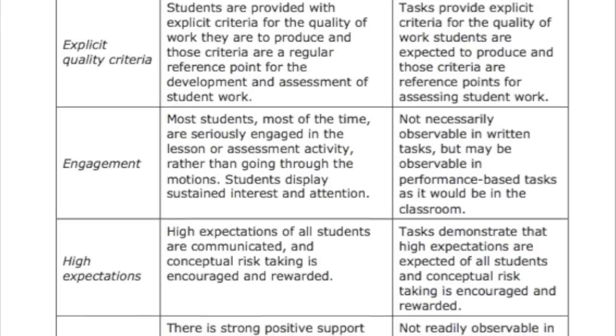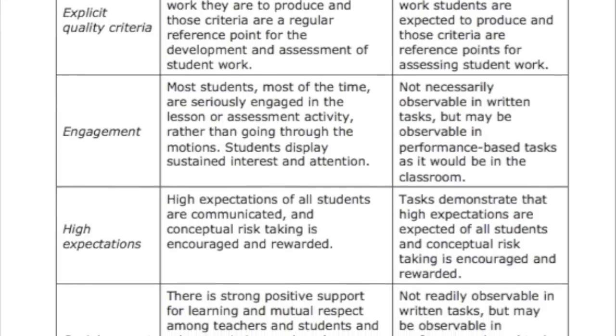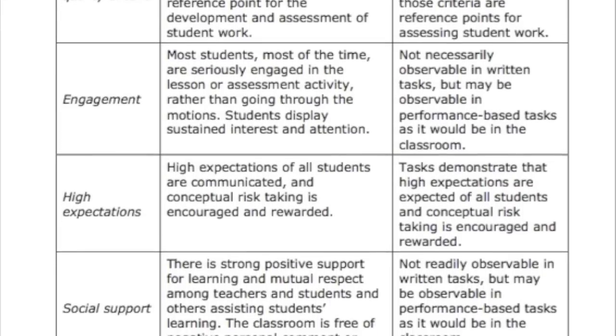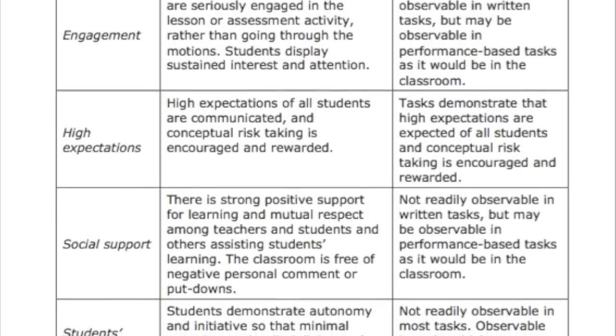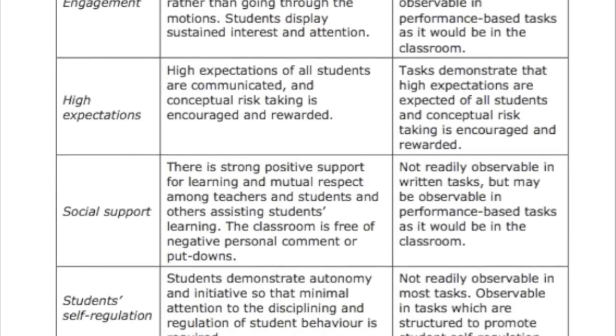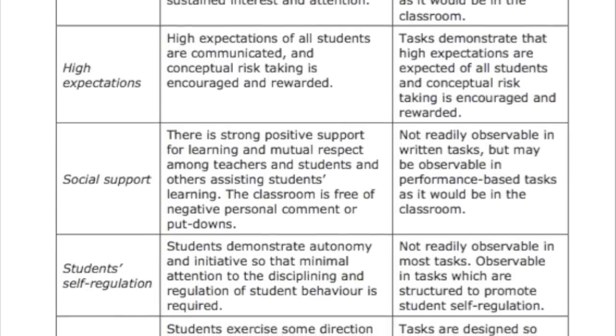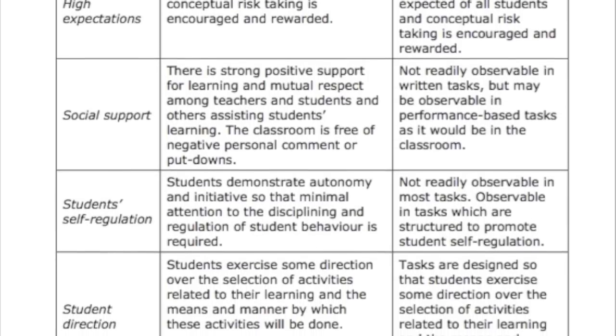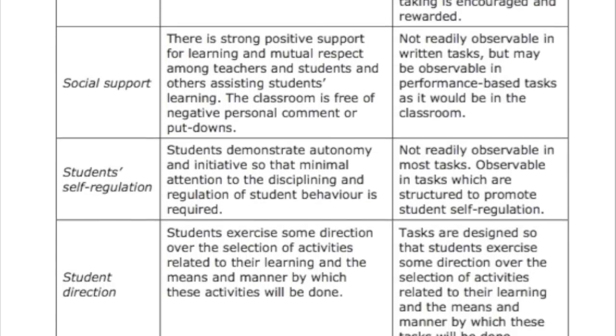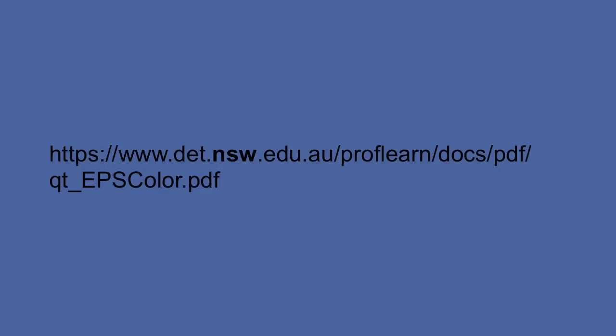This table shows the way that the elements look in the classroom. These are explicit quality criteria: engagement, high expectations, social support, student self-regulation, and student direction. These can be directed into tangible and atmospheric areas in the classroom. Teaching New Dogs Old Tricks suggests reading this document for a more thorough understanding of their perspective on quality environments.